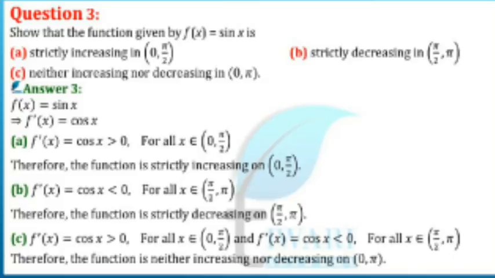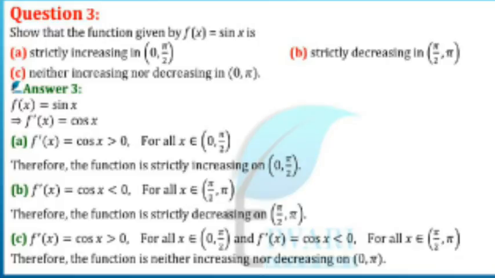Now the next question of your exercise is, show that the function given by f(x) equal to sin x is, a part is strictly increasing in 0 to pi. Students, for increasing or decreasing, the very first thing that we are going to do is to find its derivative. So first let's calculate the derivative of sin x. So the derivative of sin x is cos x.